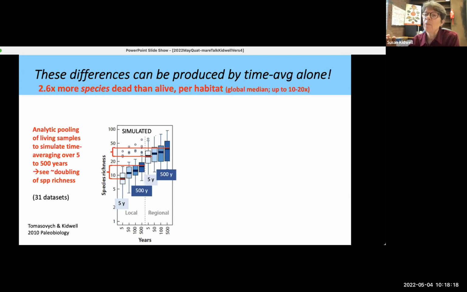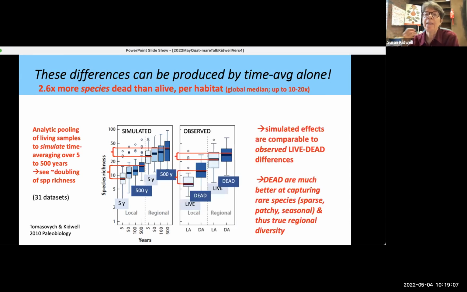We analytically pooled living assemblages, short time series, over anywhere from 5 years and then through modeling up to 500 years to simulate how much additional richness would accrue through increasing the window of time. Here, species richness is on the y-axis, and at a local scale, a site or a single habitat, species richness fundamentally doubles. It also fundamentally doubles if you do the same thing, but now you're pooling all the data from across an entire landscape or seascape from a small region. You have the same order of magnitude increase in richness just from increasing the window of time of observation. And these results are very comparable to observed live-dead differences.